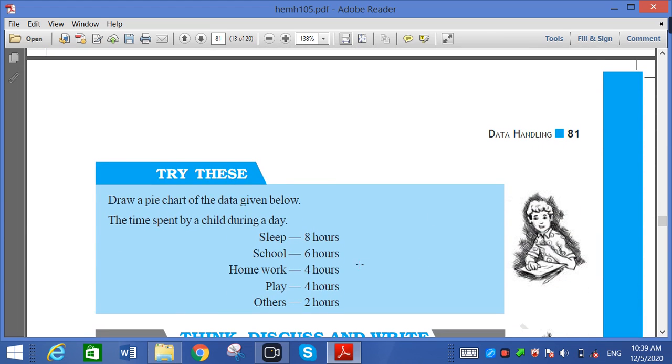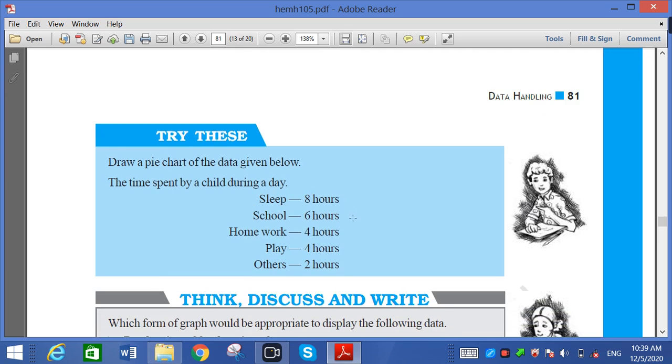Now try to draw the pie chart of the data that is given. You have to do the pie chart again at home. So I am writing here 8 hours. So 8 upon 24 multiplied by 360. So 1 by 3, 8 3s are 24, that is 120. So for sleeping you have to draw 120 degrees. For school, that is first. Now second, 6 upon 24 into 360. So 4 9s are 36, so 90 degrees. So here you have to do 90 degrees.